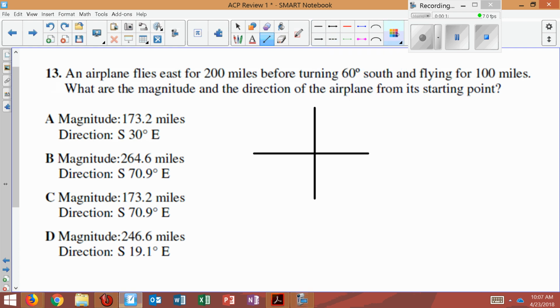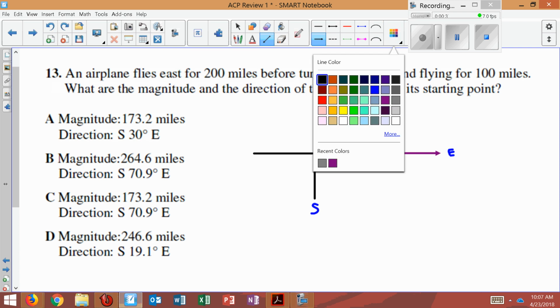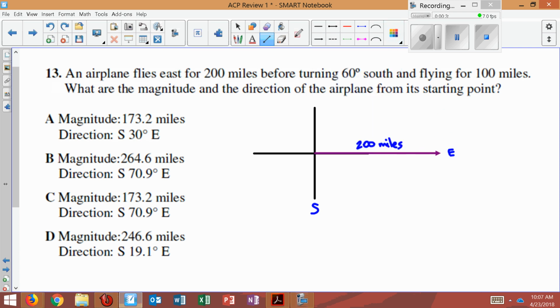So an airplane, it says, flies east for 200 miles. So I'll say this is 200 miles to the east. And then turns 60 degrees towards the south. So this way is east, this way is south. So instead of continuing on that path, they make a turn. And so instead of going this way, it's 60 degrees towards the south. So something like this is kind of the idea.